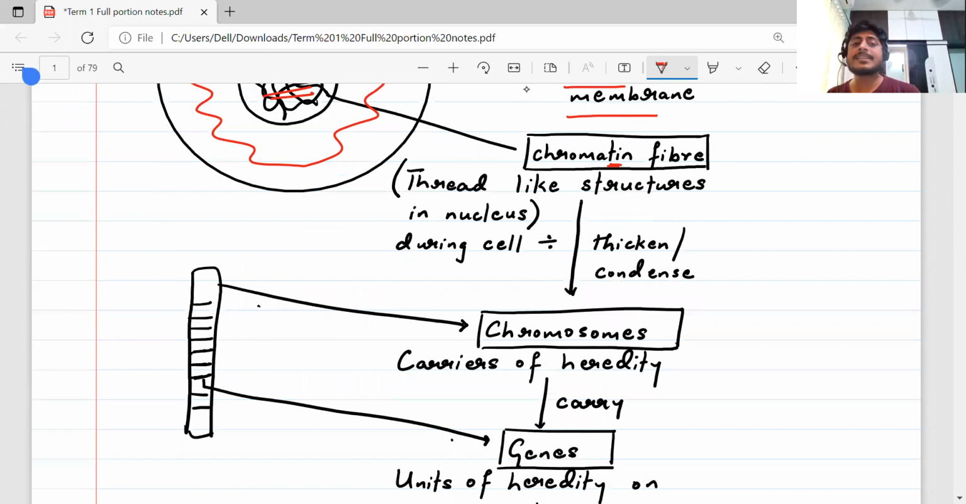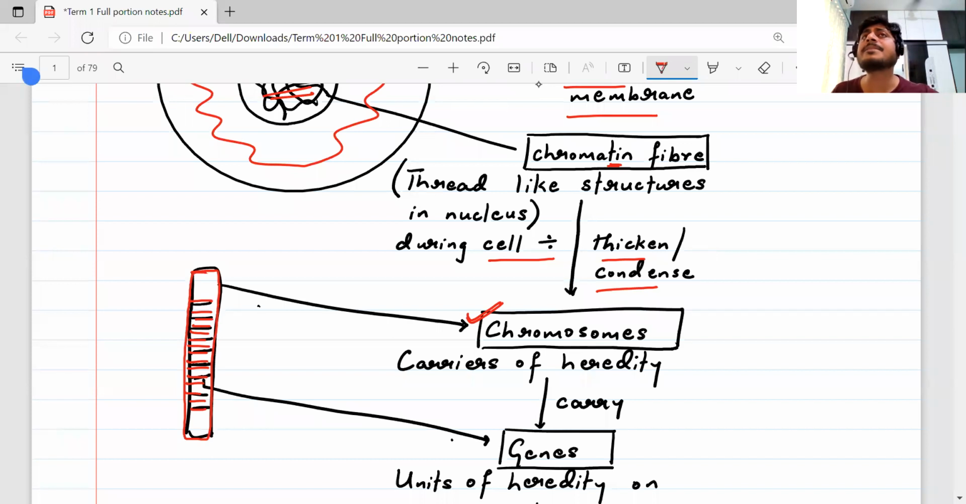Chromatin fibers are thread-like structures in the nucleus, which during the process of cell division either thicken or condense. When they thicken or condense, they form structures which are called chromosomes. So this line that we have drawn, this bar-like structure, that's your chromosome. And on this chromosome, the horizontal lines that you were seeing, those are the genes. So where are the genes present? The genes are on the chromosomes.